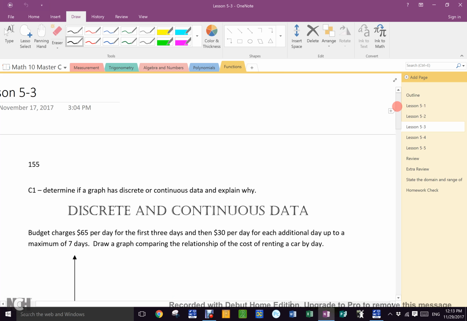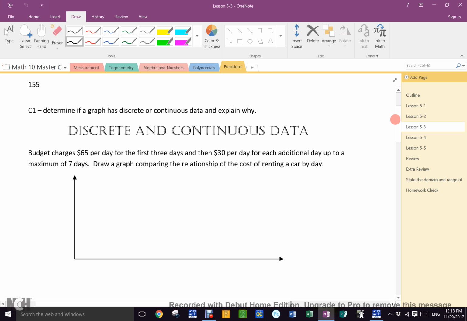Turn over to page 155, please. I'm going to do something different with 154 later on.